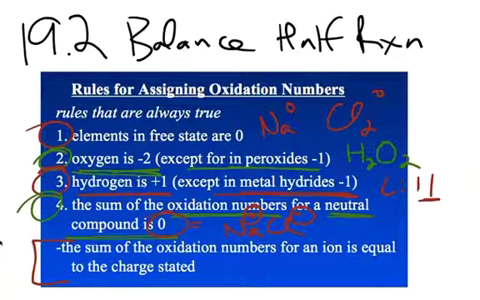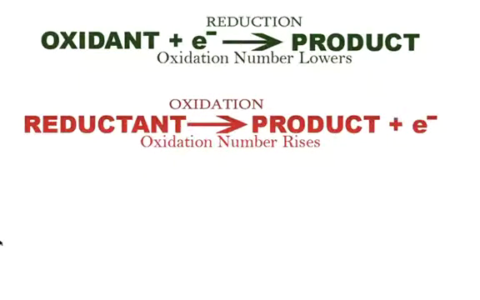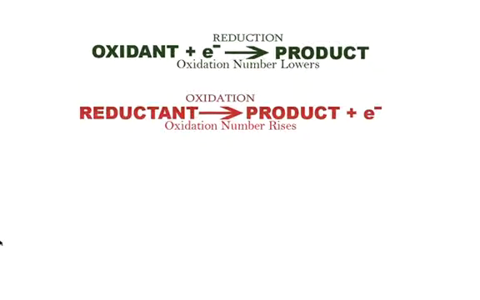Now, notice there's one more rule that says the oxidation state for an ion has to be equal to the charge stated. So if we have a nitrate, NO3 minus 1, we can still use the rule that says oxygen is minus 2. There's 3 of them, that's an overall negative 6. If we have an overall negative 1, well, nitrogen has to be plus 5. So hopefully we remember that from the last podcast.